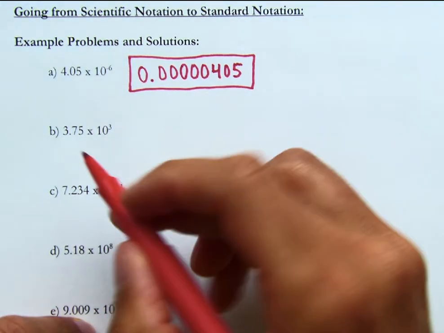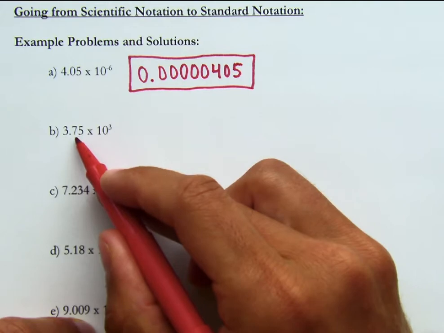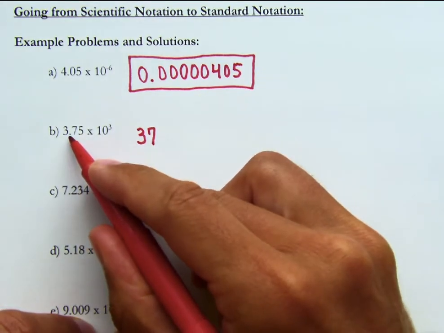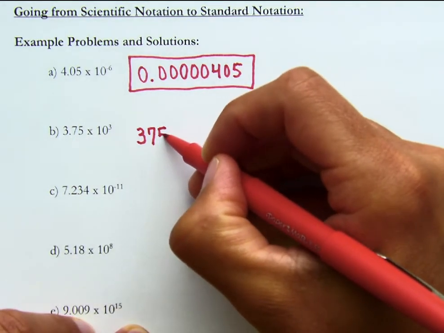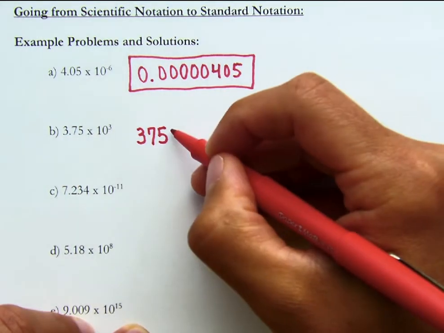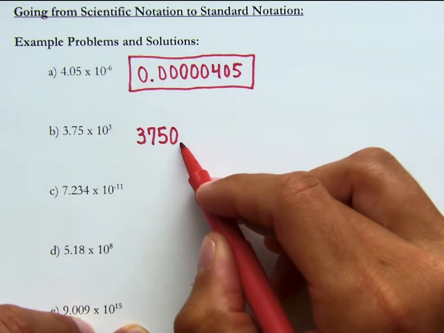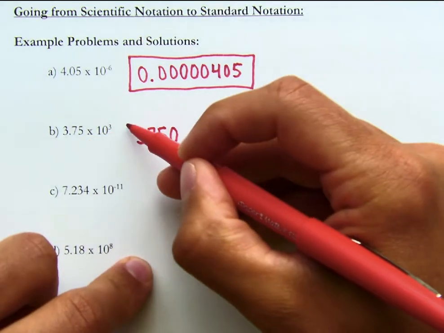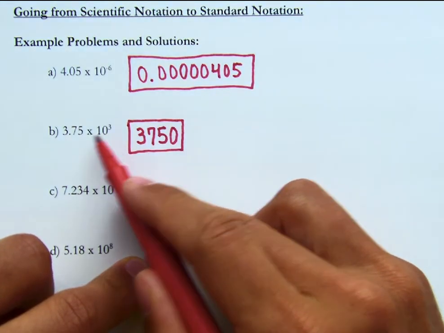But 10 to the 3 means you're taking this decimal and moving it to the right 3 places. 1, 2, 3. So instead of 3.75, if we moved the decimal to the right 1 place, we would have 37.5. If we moved it 2 places, we'd have 375. If we moved it 3 places to the right, we would have 3,750. This is 3,750, which makes sense, again, because 10 to the 3 is 1,000. 1,000 times 3 would be 3,000.